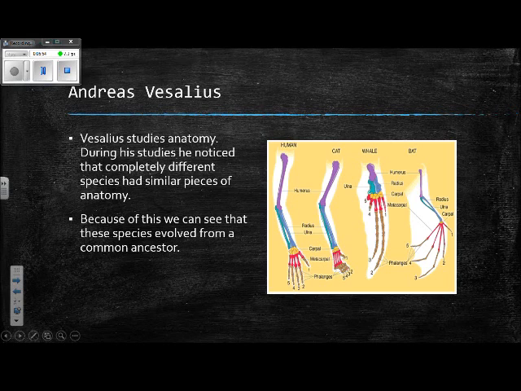Okay, so this is just some proof of evolution, right? How else would we all have these same bones unless we came from something that was similar at some point in time?